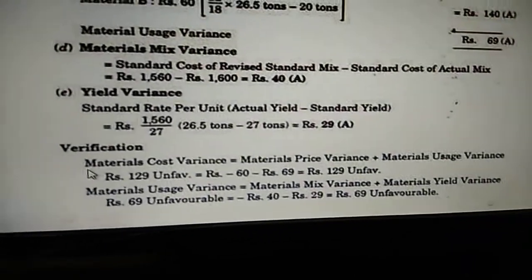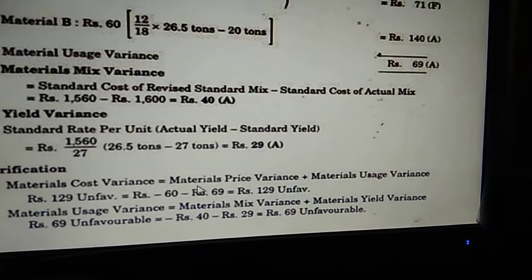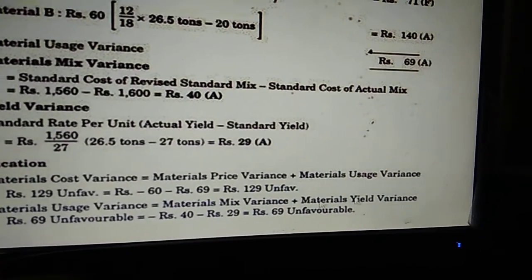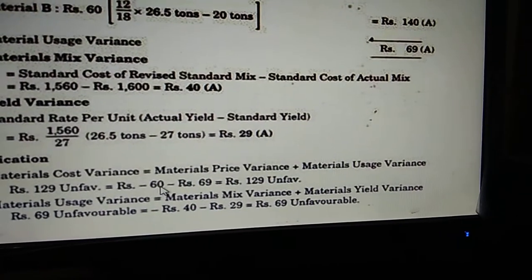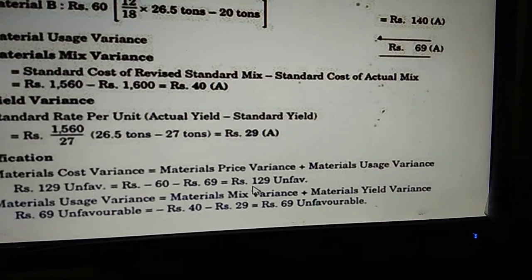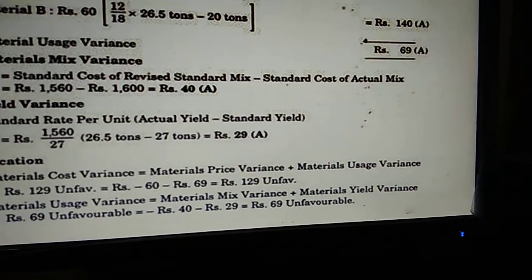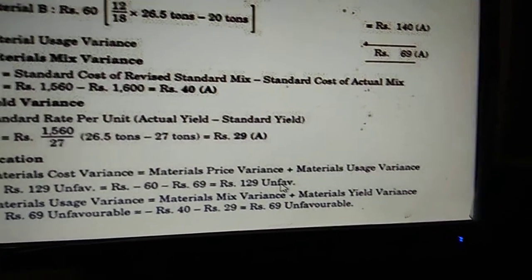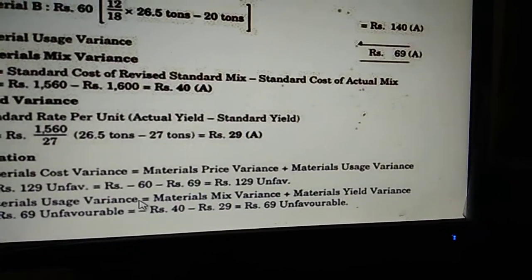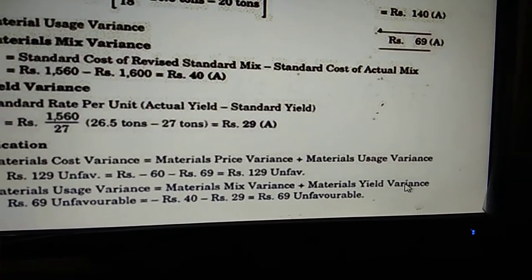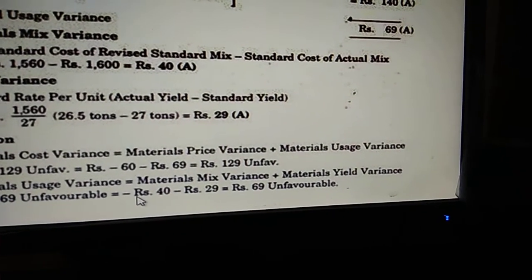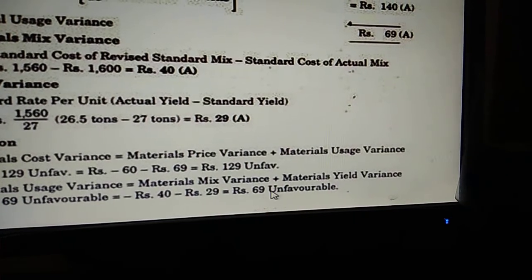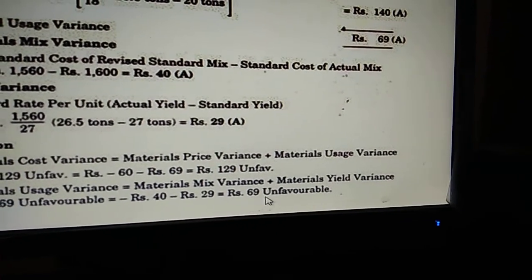Now let us verify. Material cost variance equals material price variance plus material usage variance. That is rupees 129 unfavorable equals minus 60 minus rupees 69, that is minus 129 unfavorable. Both sides are matching, so it is correct. Material usage variance equals material mix variance plus material yield variance. So rupees 69 unfavorable equals minus 40 minus 20, so minus 69, or we can say unfavorable. So minus need not be used.